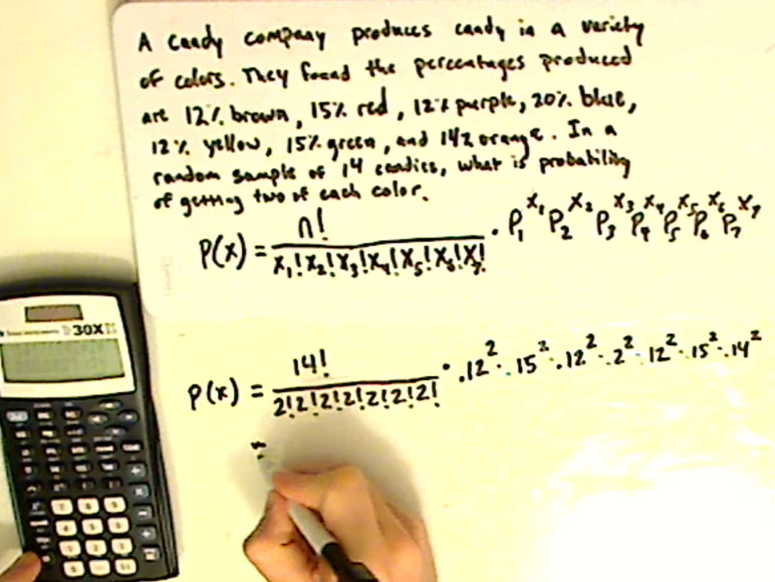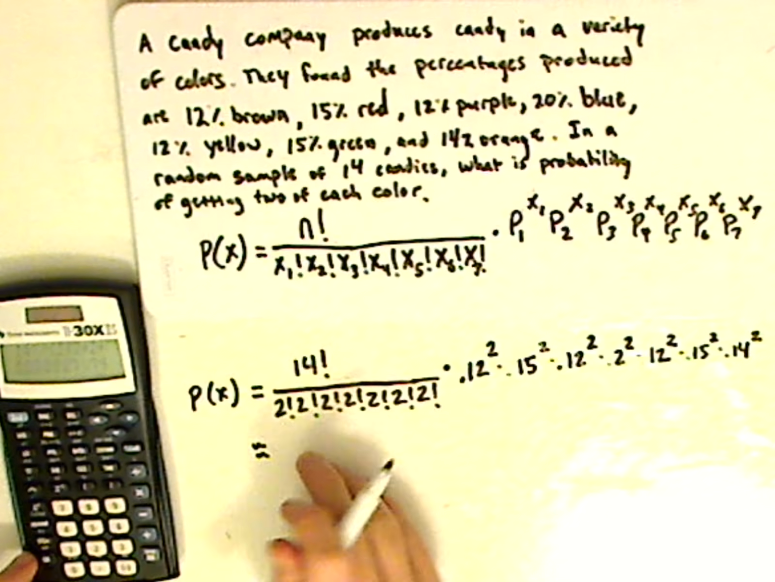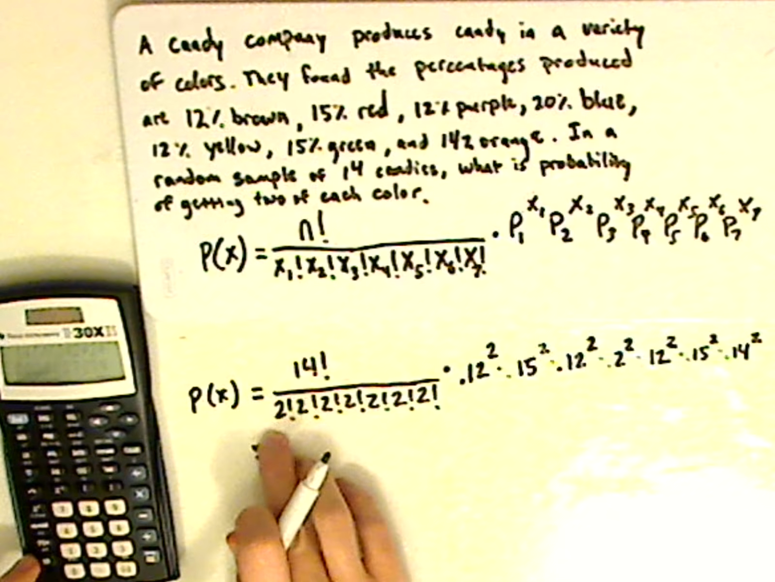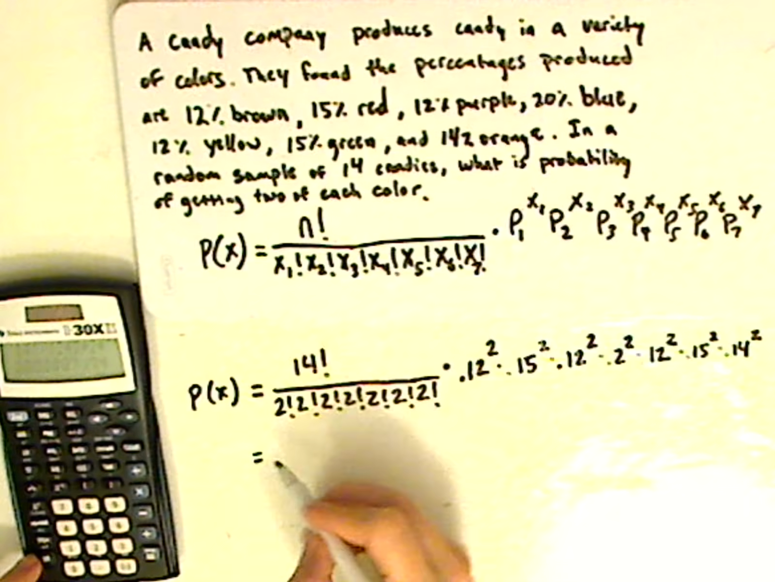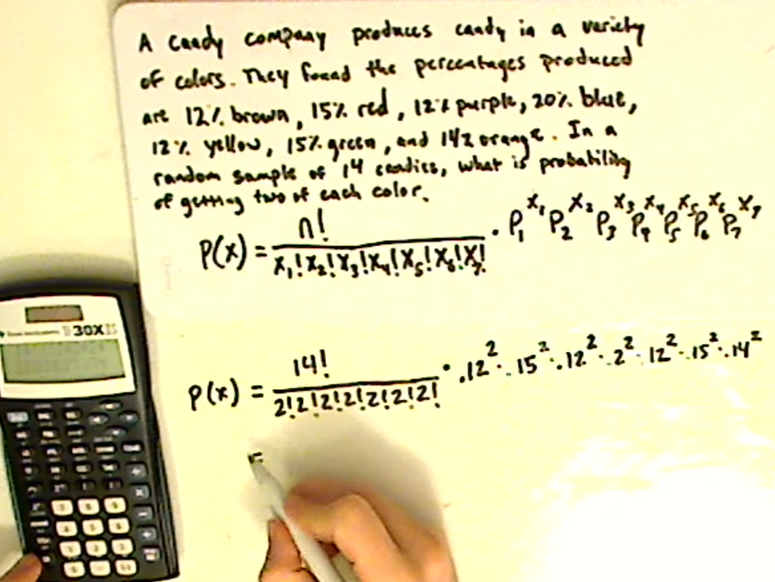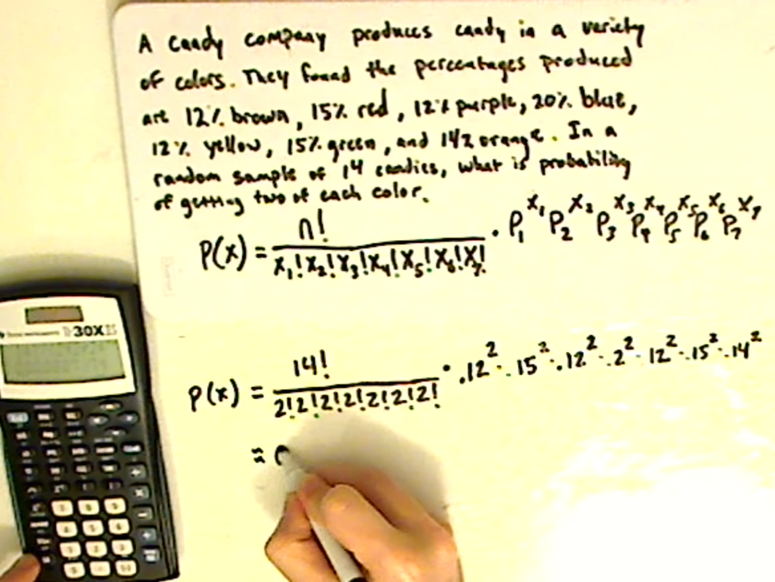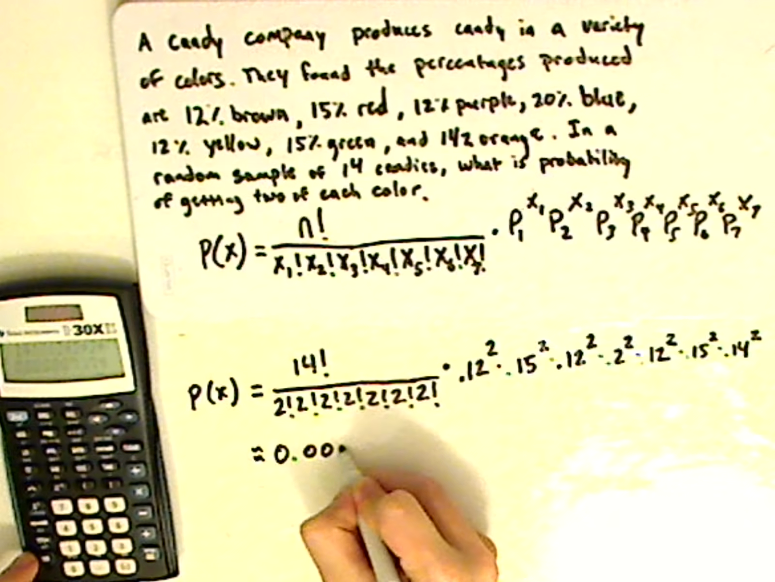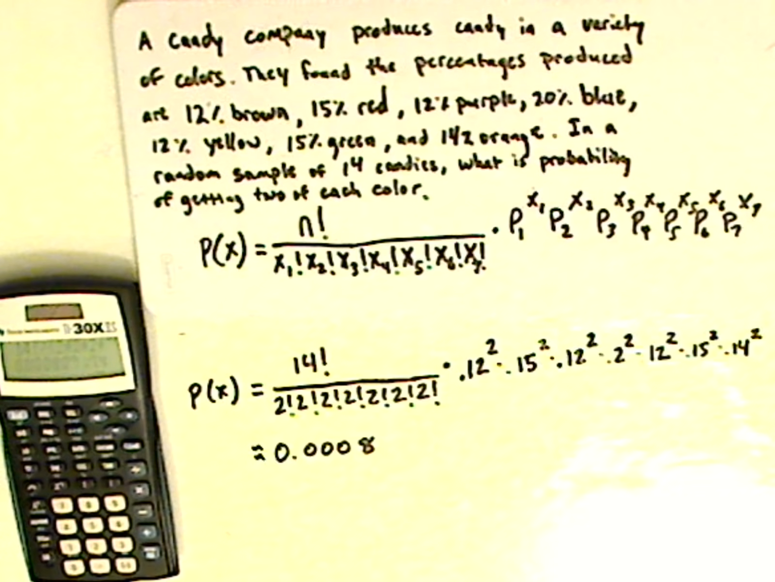And it's approximately, I'm going to round to 3 decimal places, but I actually might use 4. So I'm just going to use 4 decimal places because it's very small. It's 0.0008. That's it.